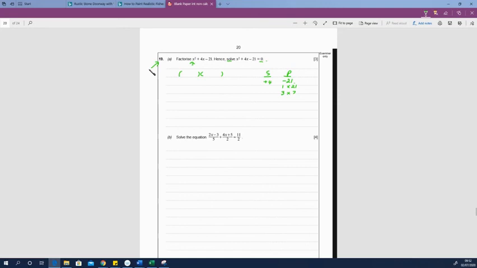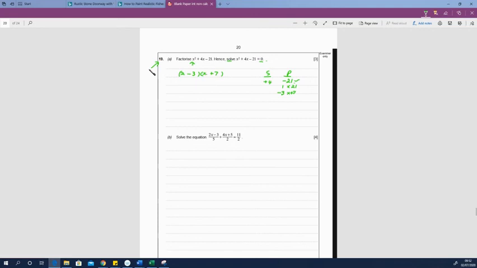So if this was a positive 7 and this was a negative 3, positive 7 multiplied by negative 3 would give me negative 21. Positive 7 minus 3 would give me 4. So those are my two numbers, minus 3 and positive 7. Then for the first term, it's just x times x.